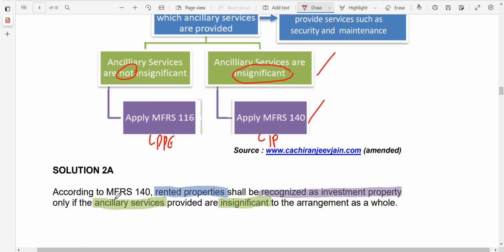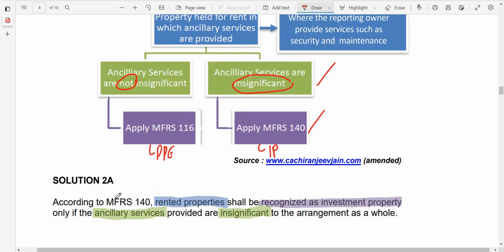You just write a very brief answer, because that's for 2 marks. According to MFRS 140, the rented property, which refers to a building, shall be recognized as investment property only if the ancillary services provided are insignificant to the arrangement as a whole. So you apply this as investment property under MFRS 140. So we are done with the first one, question 2A.